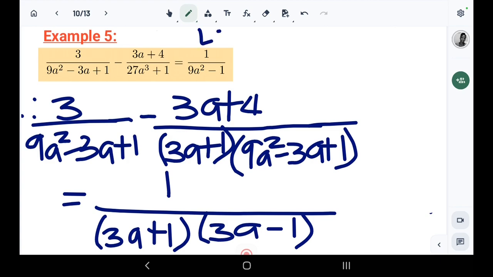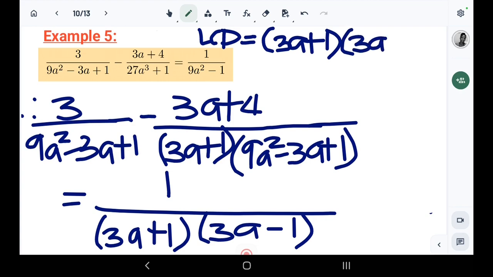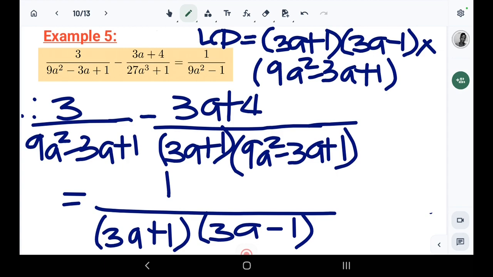So you go LCD equals 3a plus 1, 3a minus 1 times the last one, 9a squared minus 3a plus 1. That is the lowest common denominator you must multiply by. Each of these fractions must be multiplied by that.